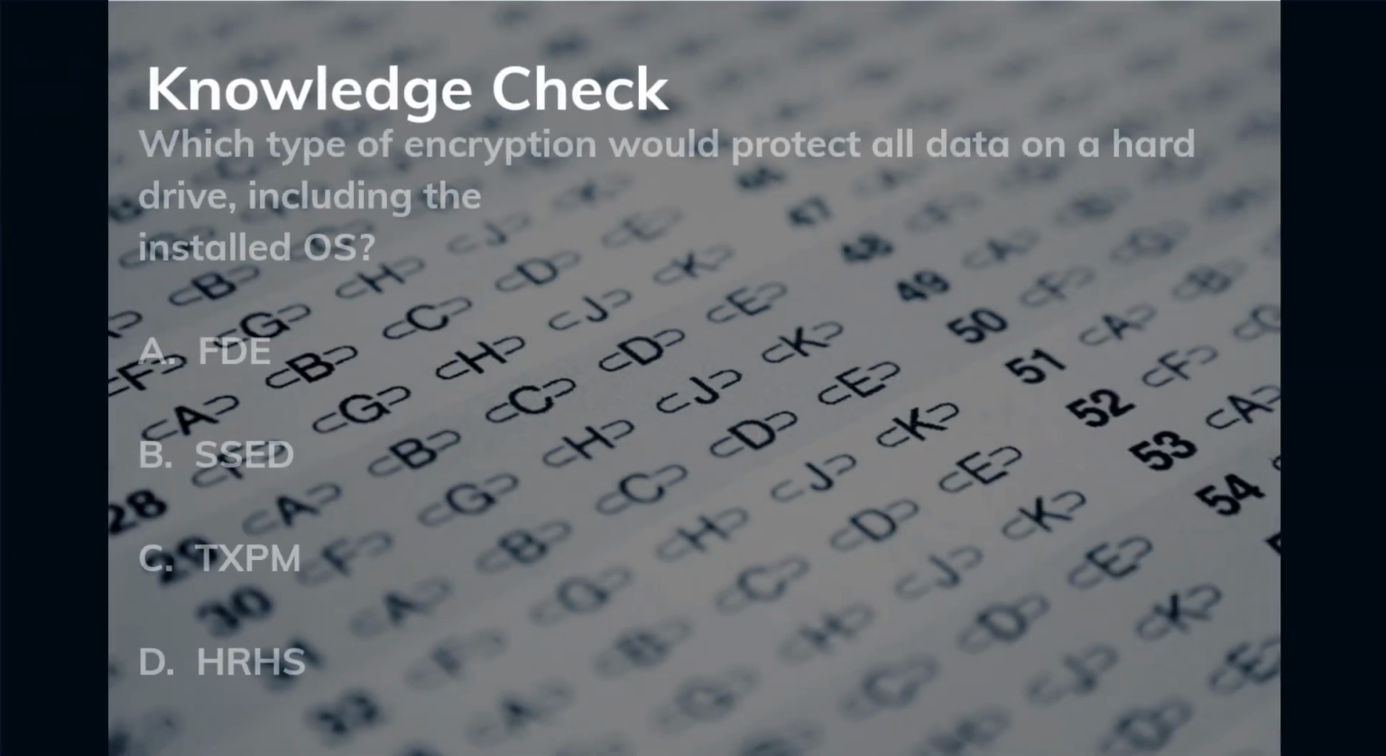The answer is A, full disk encryption, which protects all data on a hard drive, including the installed operating system, by encrypting the entire disk. This means that all files, folders, and system files are encrypted, making them inaccessible without the correct decryption key.